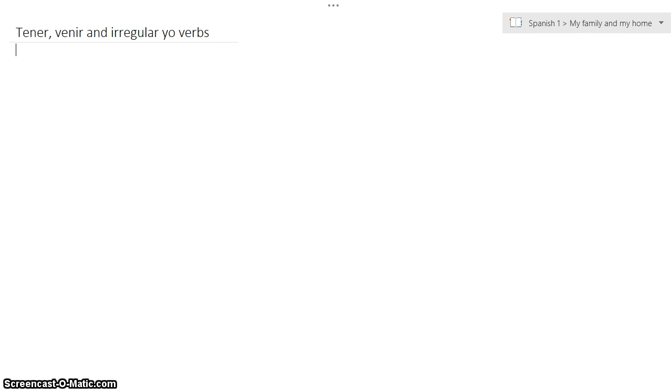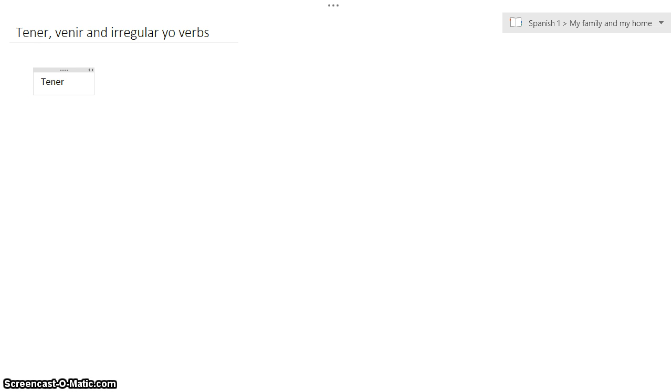Right now, we'll be looking at three things that are really connected, so it's easier to present it all at once. That way you get the same concept all the way across. These three things are the verbs tener, venir, and a bunch of irregular yo verbs. And you'll see in a minute what that means. But tener and venir are both irregular yo verbs. So we'll start with the verb that you already know.